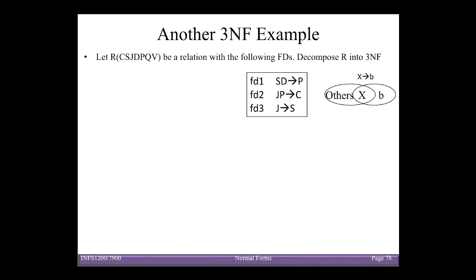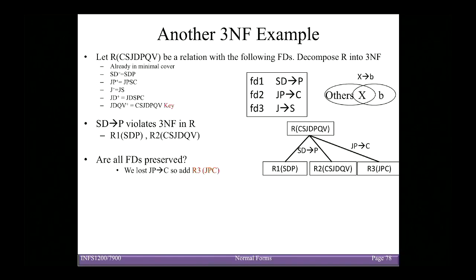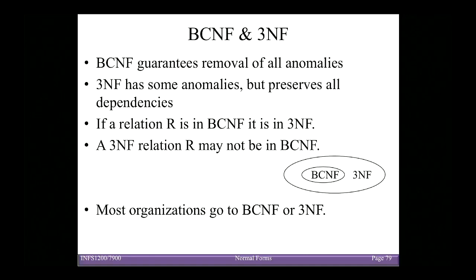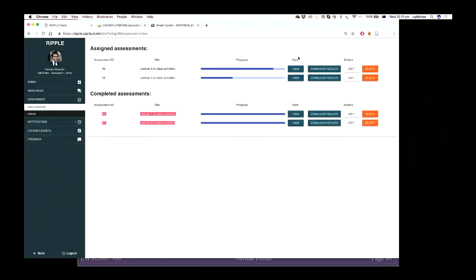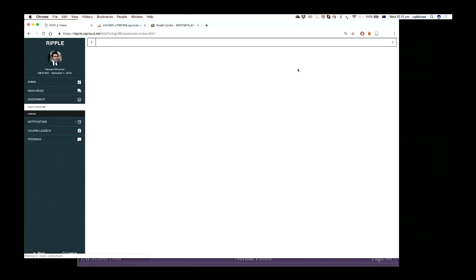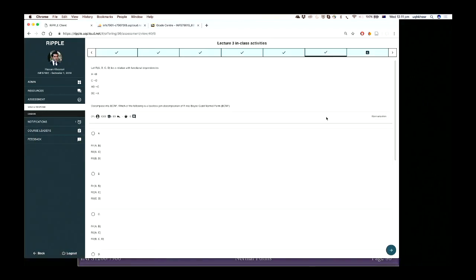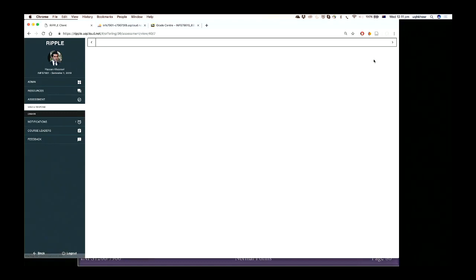Okay, so I'll leave this example for you guys to go through at home. And we look at BCNF and 3NF. I thought I had one other question. Actually, let's do this question first. So this question should be sitting on Ripple. If we go to view, it's the last question.